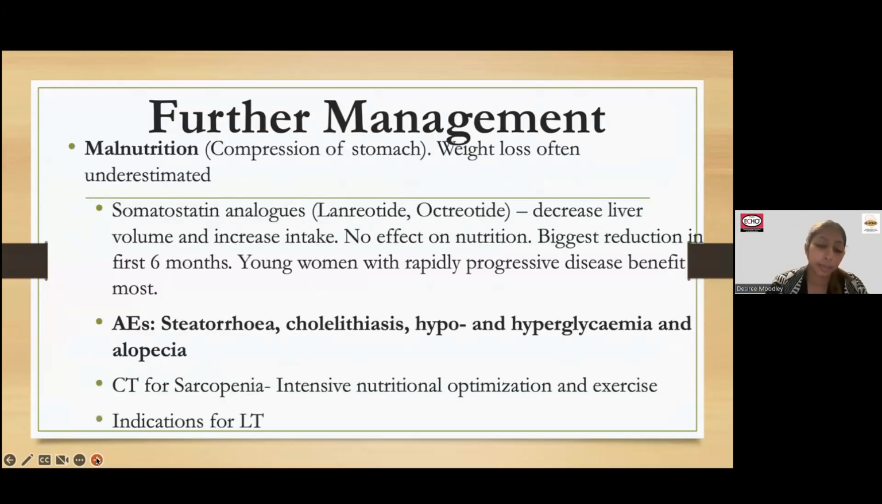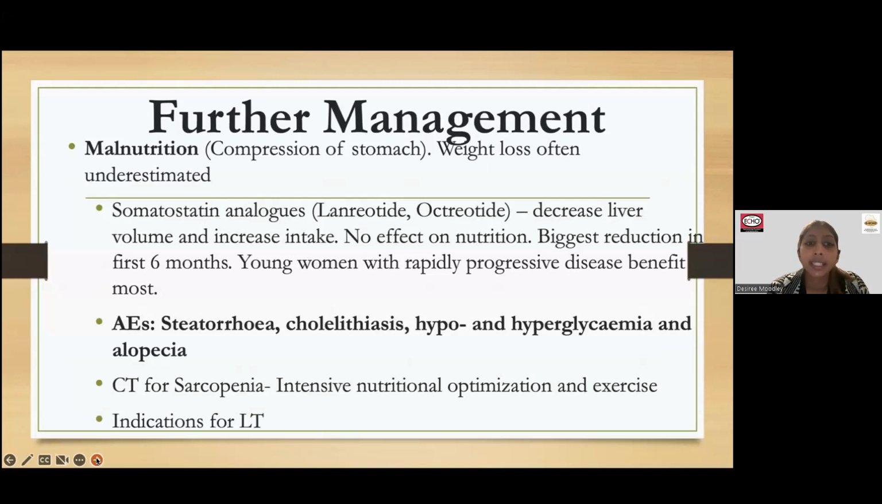Malnourishment is something that is often underestimated. They get a mass effect, compression of the stomach, and poor intake, but because the kidneys sometimes weigh a lot and the liver weighs a lot, we underestimate it. So somatostatin analogs can be used, lanreotide, octreotide. This decreases the liver volume and increases your intake, but it's got no real effect on your nutrition.